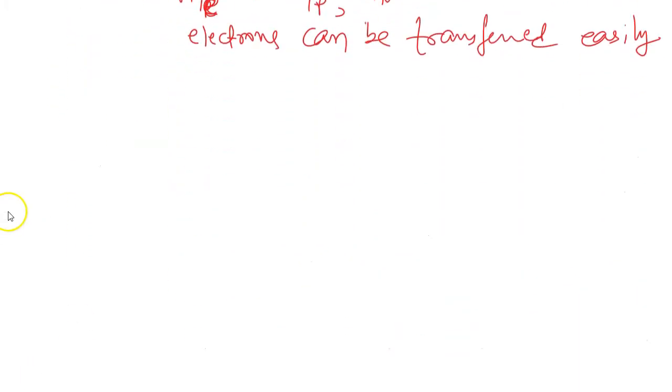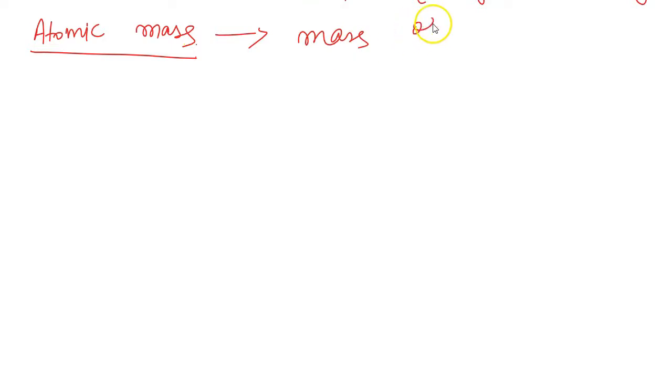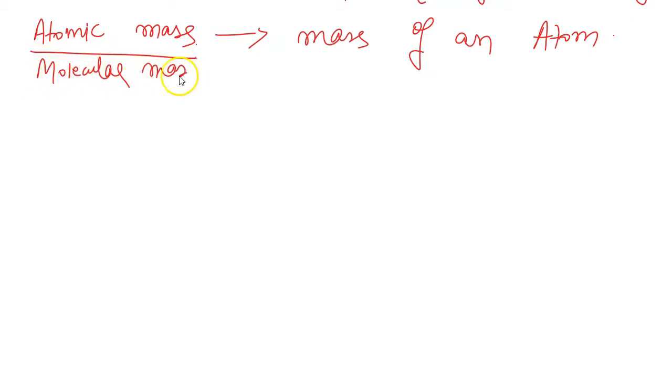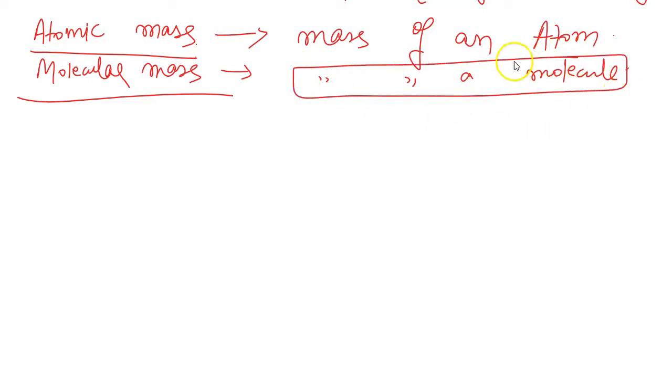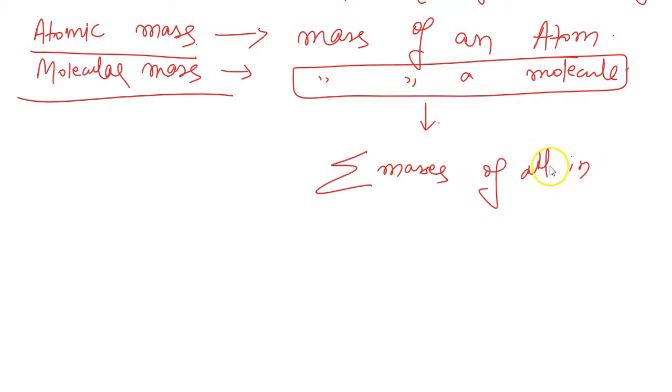So next we will talk about atomic mass. As the name itself suggests, atomic mass is the mass of an atom. On the other hand, if I talk about molecular mass, that's very much indicative. It is the mass of a molecule. That's also true that the mass of a molecule can be found by taking the sum of masses of all individual atoms. The masses of all individual atoms we will add and we will get the molecular mass.